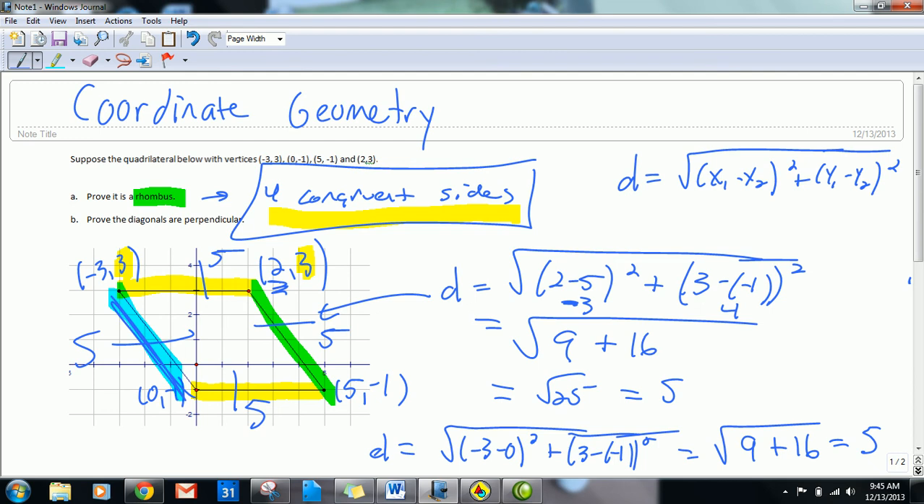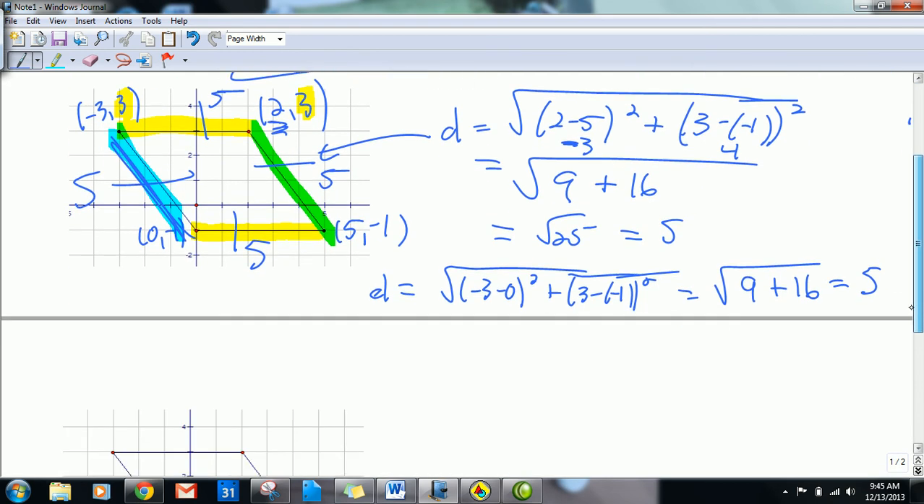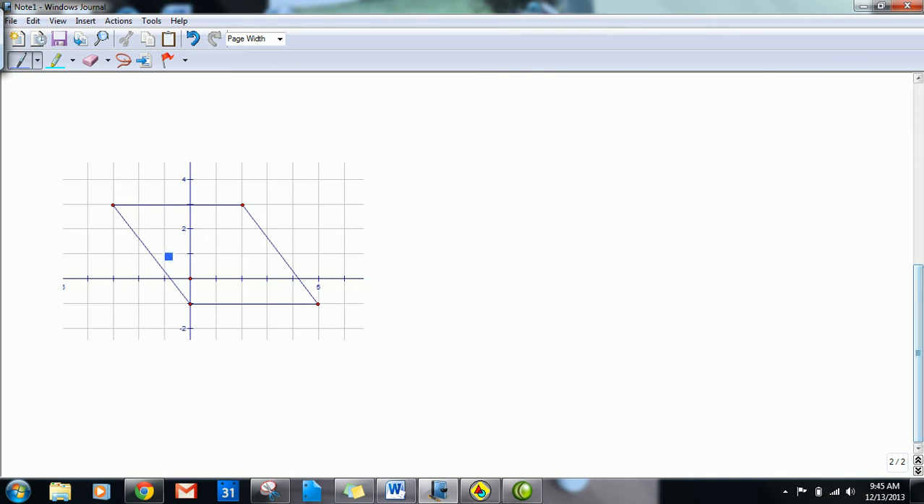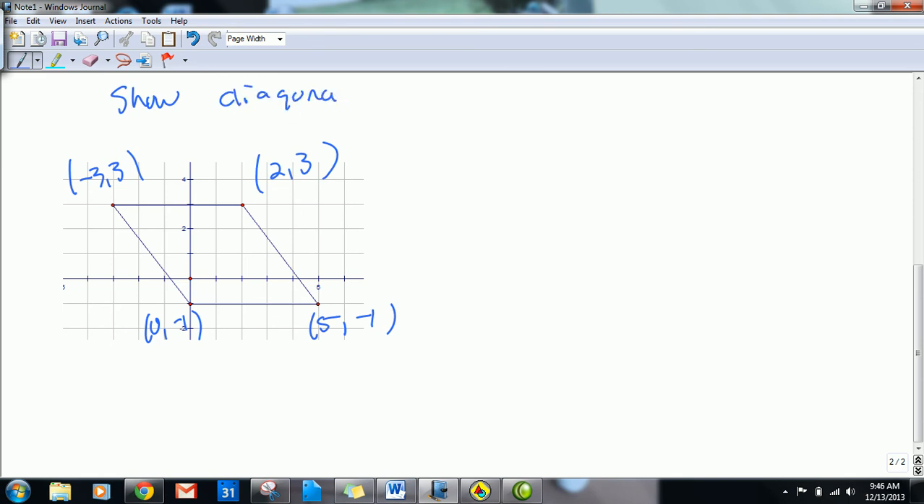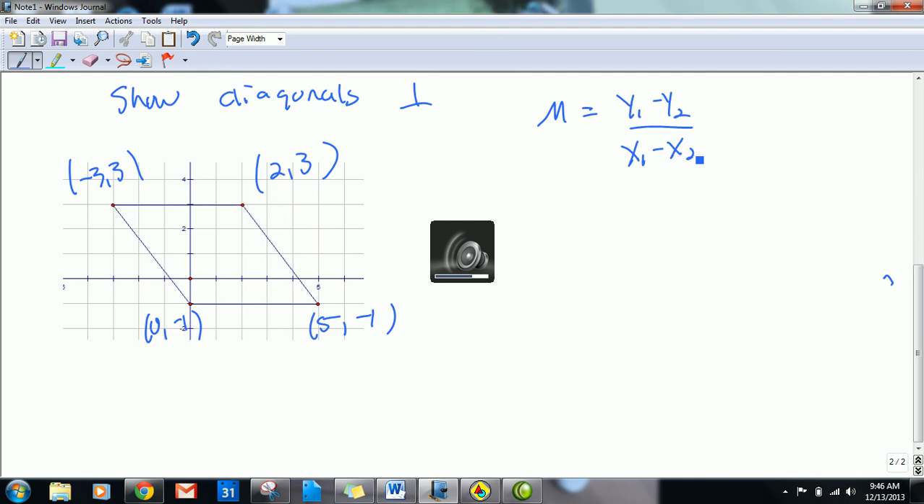How about if part B asks us, or I ask you, to prove the diagonals are perpendicular? So here again are my points. I'll relabel them. That's negative 3, 3. Here's 0, negative 1. It's nice to have the name of the coordinate by the point, I think. And then that's 2, 3. So here I want to show the diagonals are perpendicular. So how have we in the past shown perpendicular lines? Yeah, that's right. We use slope. Recall that slope is the change in y over the change in x. And if lines are indeed perpendicular, their slopes will be opposite reciprocals.